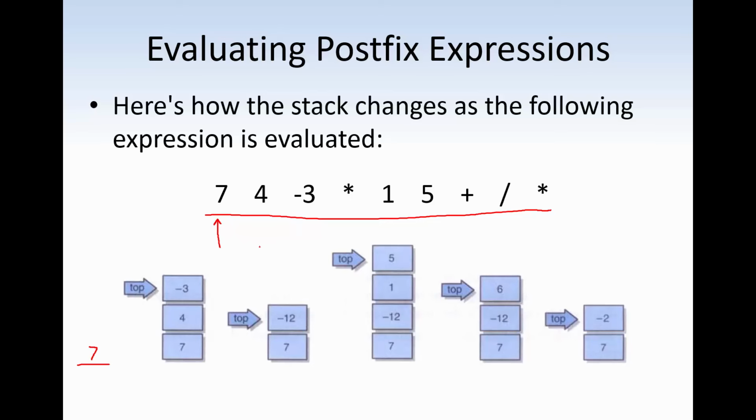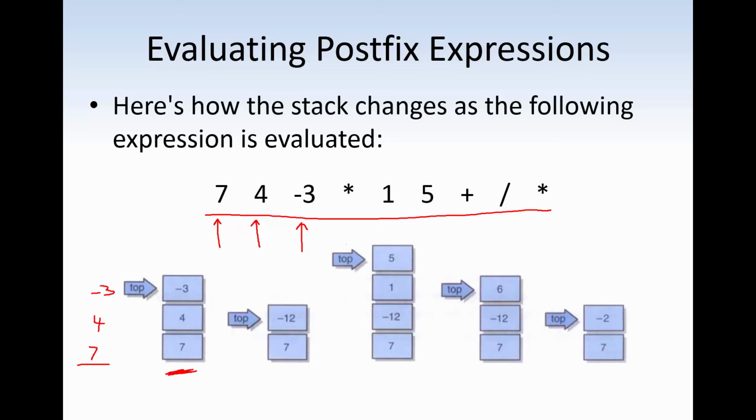And then you continue. Scanning again, you see a 4. 4 is something we would add on the stack. Got to scan again. This time we see a -3. -3 goes on the stack. And that gets us to this picture here. Now we're on the first part of this diagram here.